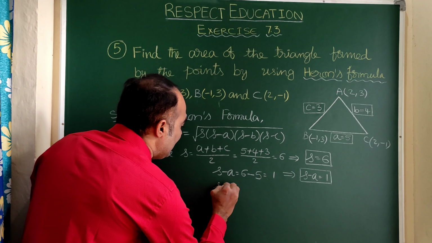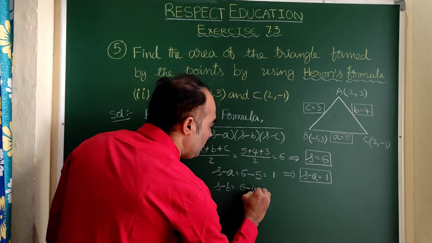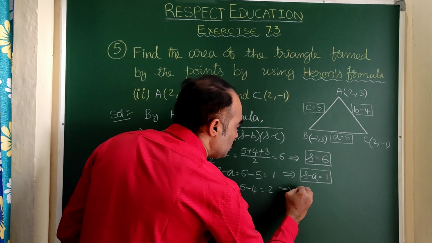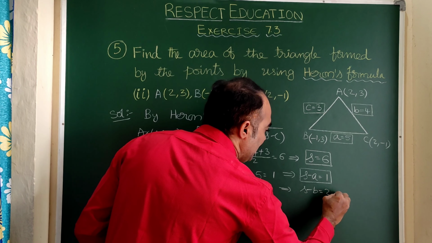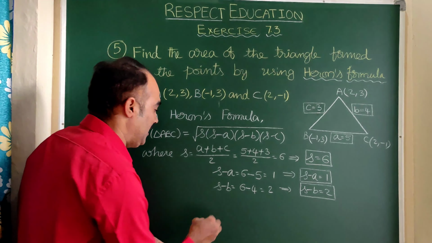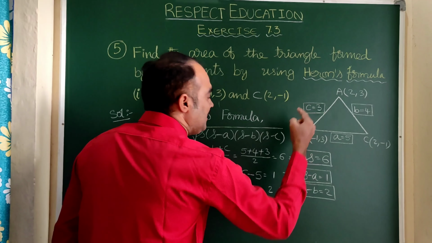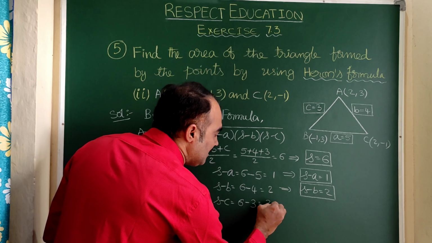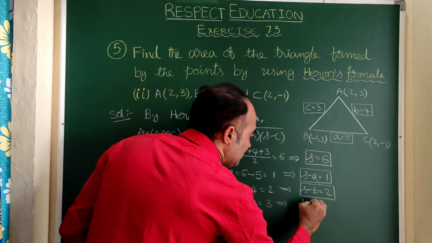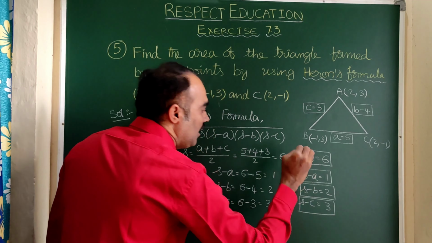Let us find S minus B. S is 6 minus B is 4. That is 6 minus 4 is 2. So here S minus B is 2. Now let us find S minus C. S is already 6 minus C is 3. So 6 minus 3 is 3. So S minus C equal to 3. After finding these values, let us substitute these values in this formula.